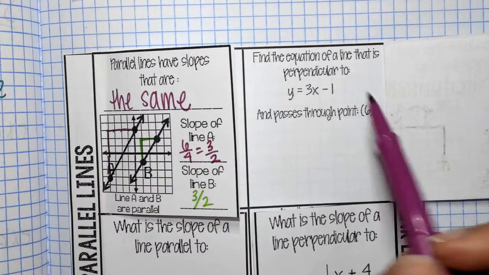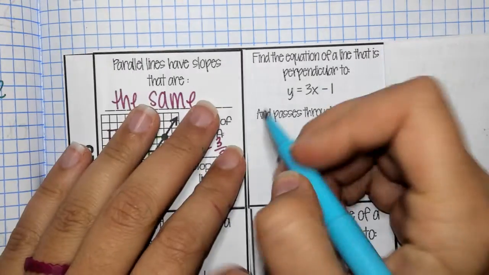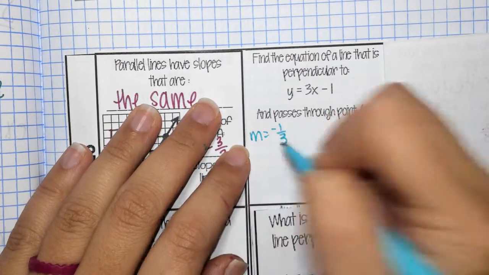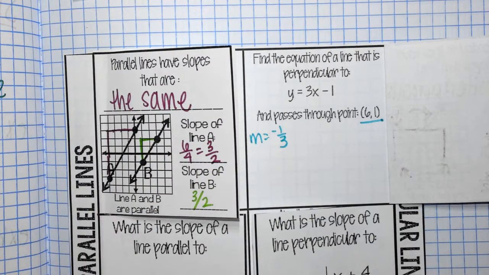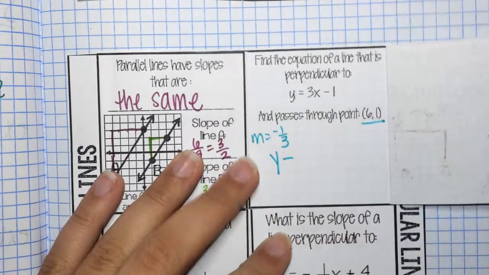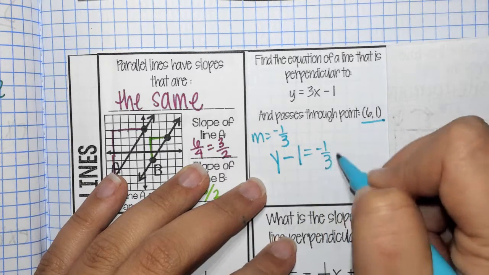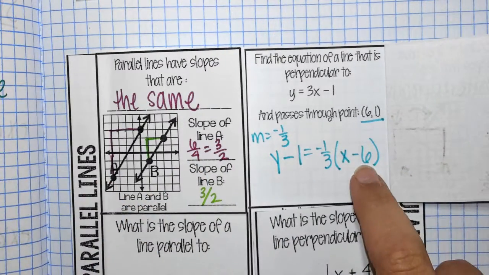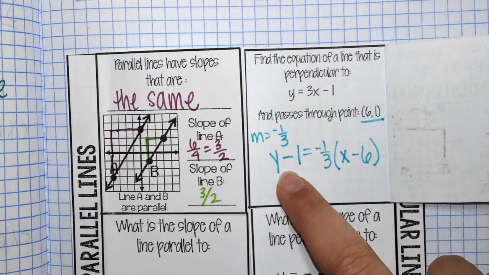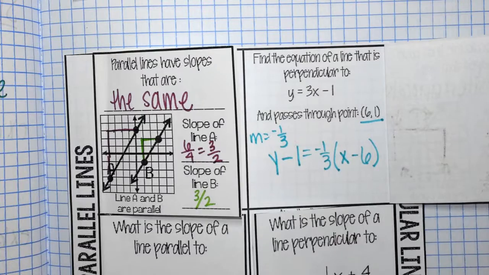Find the equation of a line that is perpendicular to y equals 3x minus 1 and passes through (6, 1). So what would our slope be if they're perpendicular? Negative 1/3. We have a point and we have a slope, so what form are we going to write it in? So we would say y minus 1 equals negative 1/3 times x minus 6. Why does my 6 go over here, and why does 1 go over here, and why did we put minus signs? Because they're positive, and that's the formula.